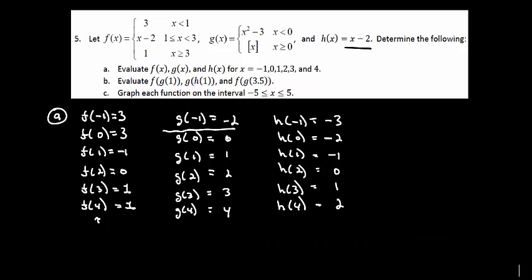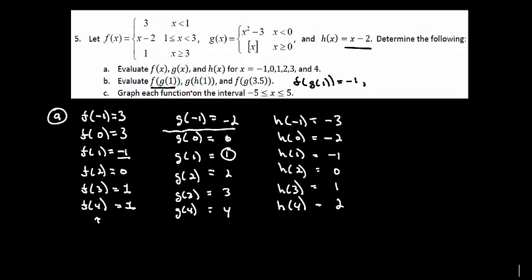Okay, next we have to evaluate the composition of a couple of these functions. So let's take a look at this first one, f of g of 1. So what that means is we have to find g of 1 first. Okay, so let's find g of 1. Here it is, that's 1. Now we have to find f at 1. So f at 1 is -1. So this first answer, f of g of 1, is equal to -1.